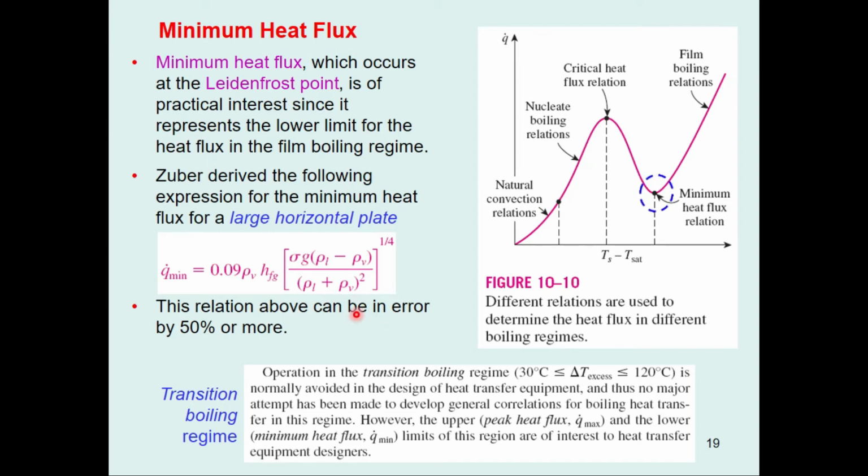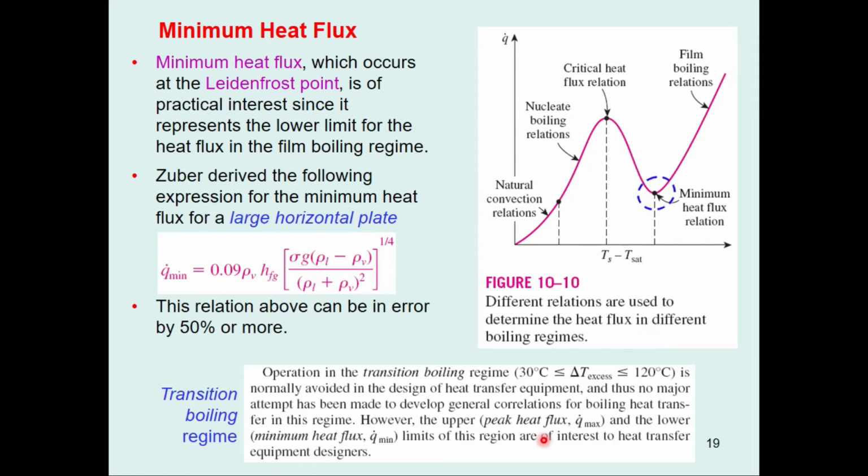So the most important thing for transition boiling is that it occurs in the delta T excess range from 30 to 120 degrees centigrade, and this transition boiling is normally avoided when we design a heat exchanger or heat transfer equipment. So no major attempt has been made to develop an expression for the minimum heat flux, because this is a point which is avoided during the design of heat transfer equipment.